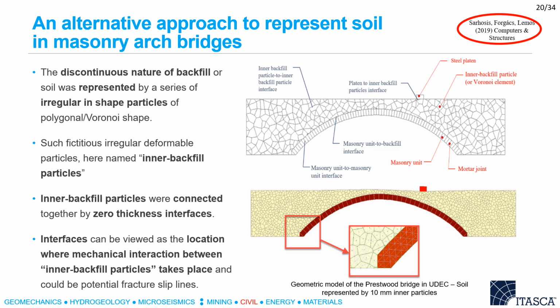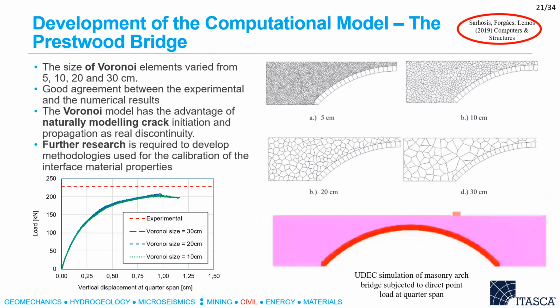The inner backfill particles were simulated as elastoplastic material in this case, while the interaction with each other was covered by Coulomb friction law. The size of Voronoi elements varied from 5 to 30 cm.